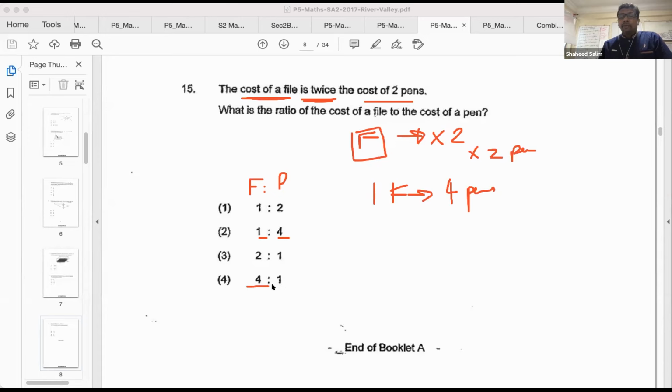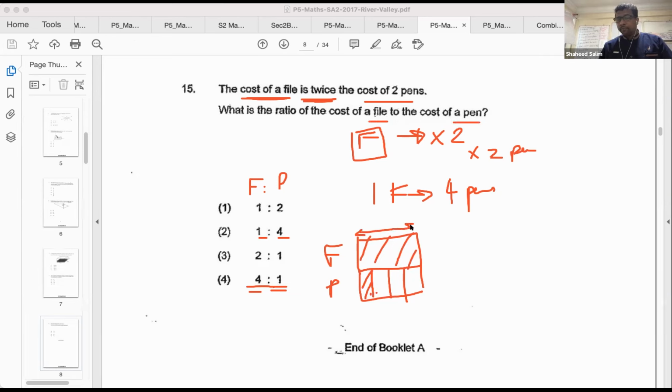So the file is 4 times. Pen is 1 time. The file down here, this is the file, is the same as 4 pence. This is the pen. Can you see? This is the pen. Now, when we compare pen to file, one file is 4 times of 1 pen. See why 4 to 1? Because 1 file to 1 pen. 1 file is here. 1 pen is here.